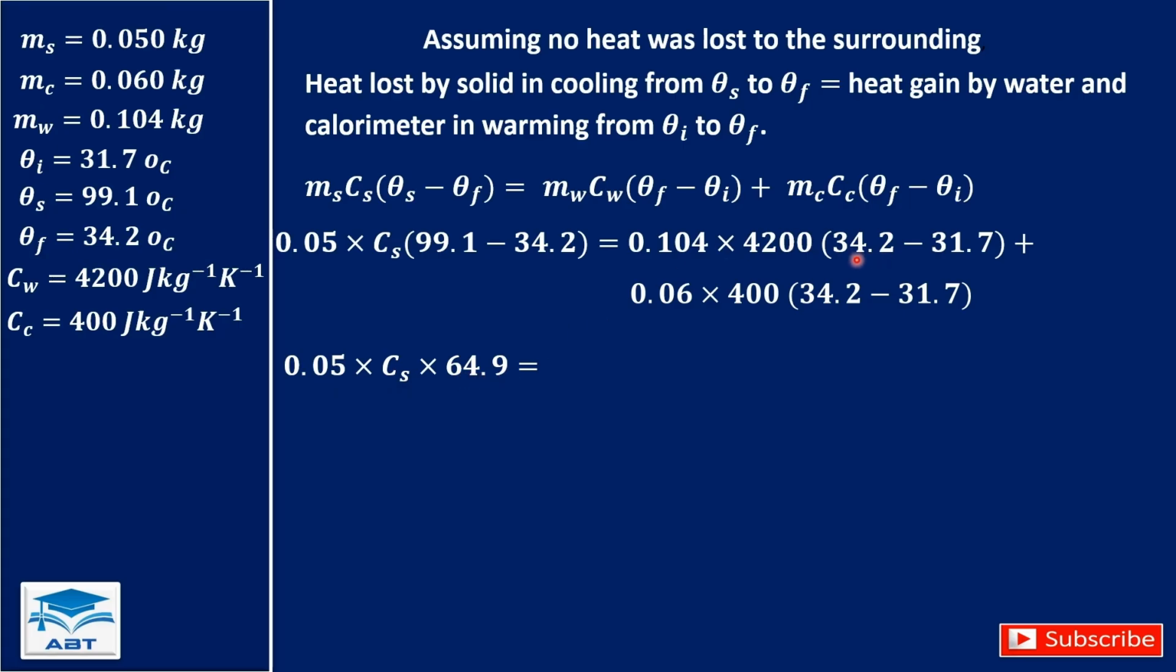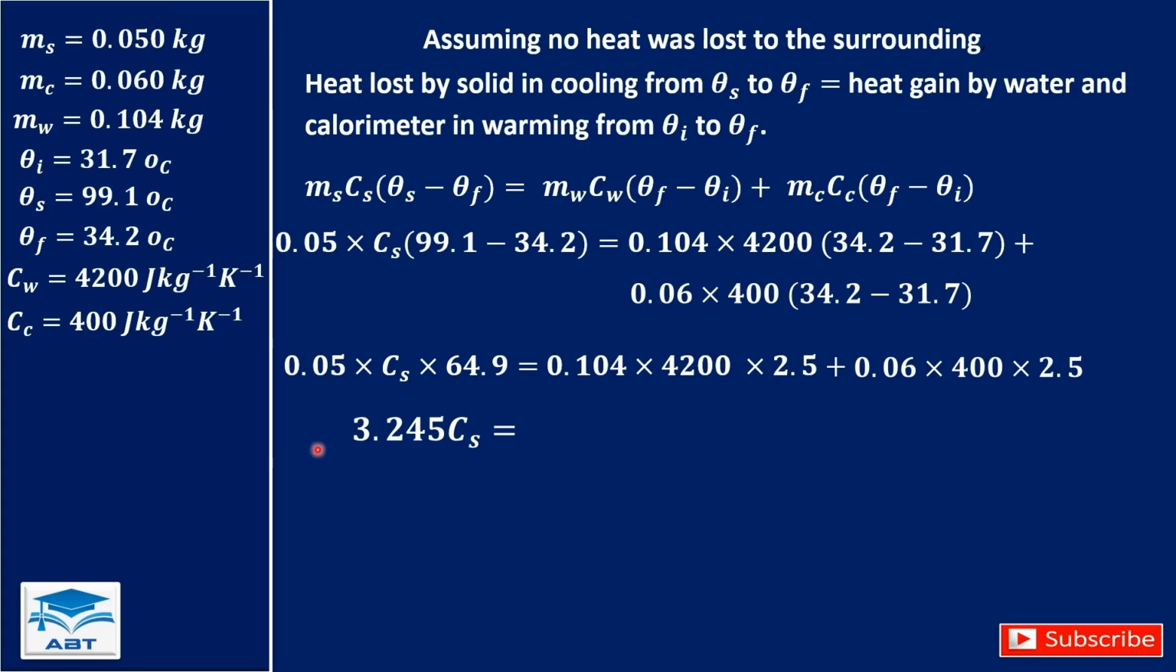And here, 34.2 minus 31.7 will also give us 2.5. And here we multiply 0.05 by 64.9, which gives 3.245 times the specific heat capacity of the solid.